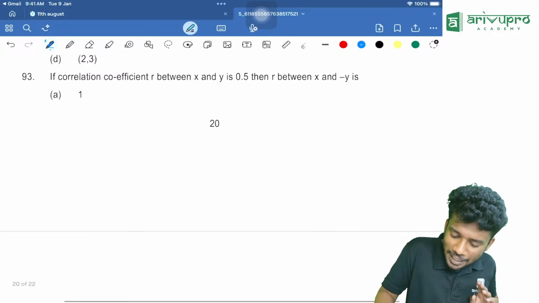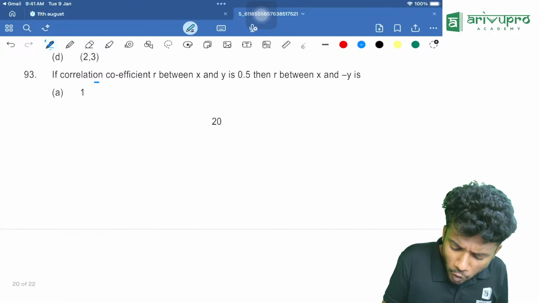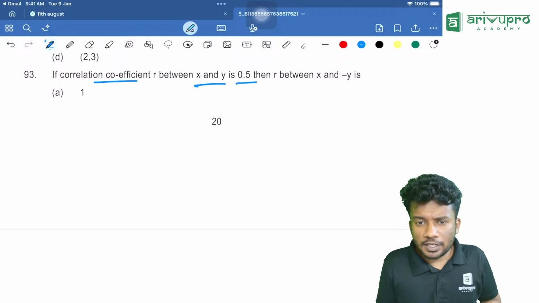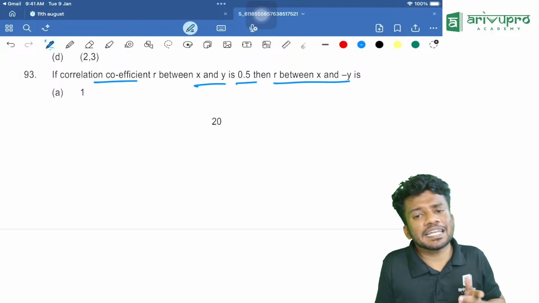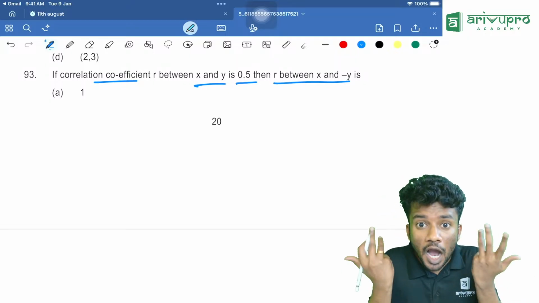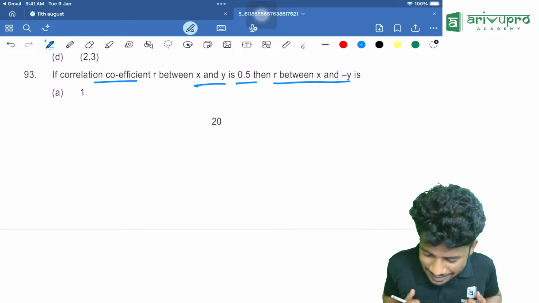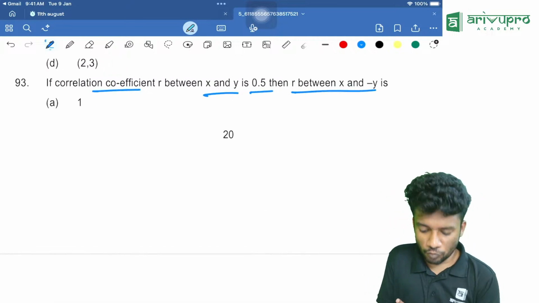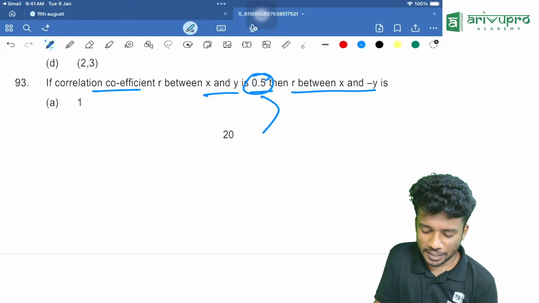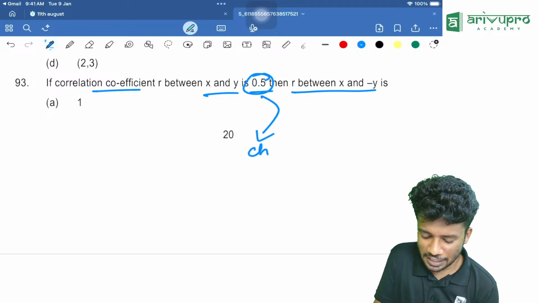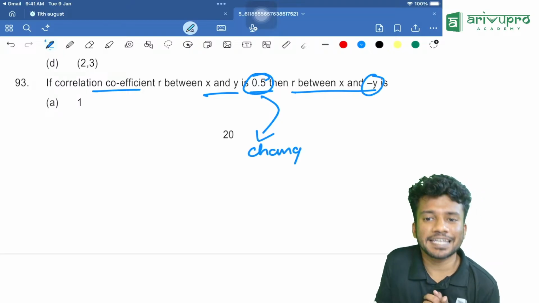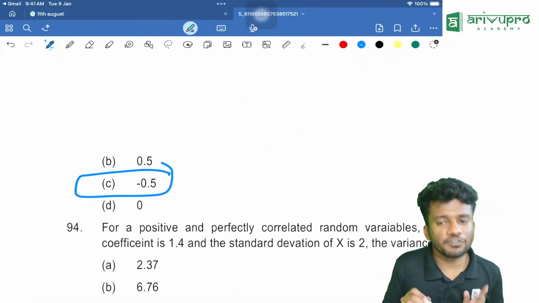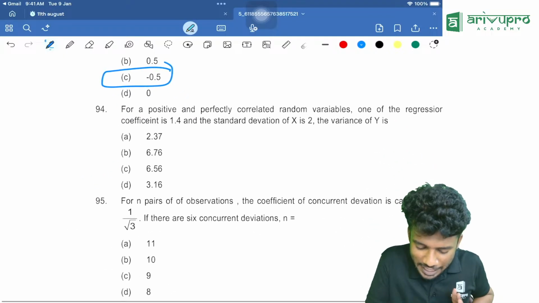Okay, people. Now the next one. If correlation coefficient R between x and y is 0.5, then R between x and minus y is how much? Yes, tell me. So, people, whenever there is a minus sign involved, we should think that our correlation coefficient sign also will change since it is minus y. So, answer will be what? Minus 0.5. Okay, option C is your answer.